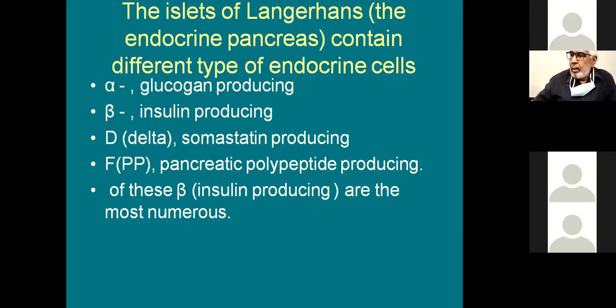So we have discussed the beta cells of the islets of Langerhans. The pancreas contains different cells. Alpha cells secrete glucagon and beta cells secrete insulin.